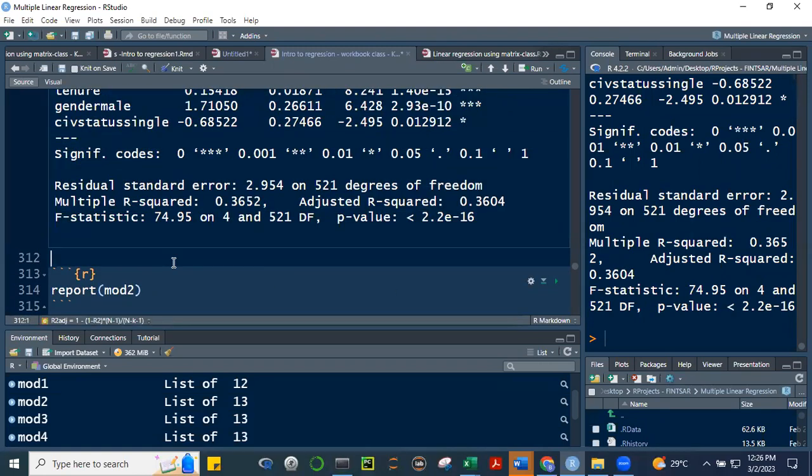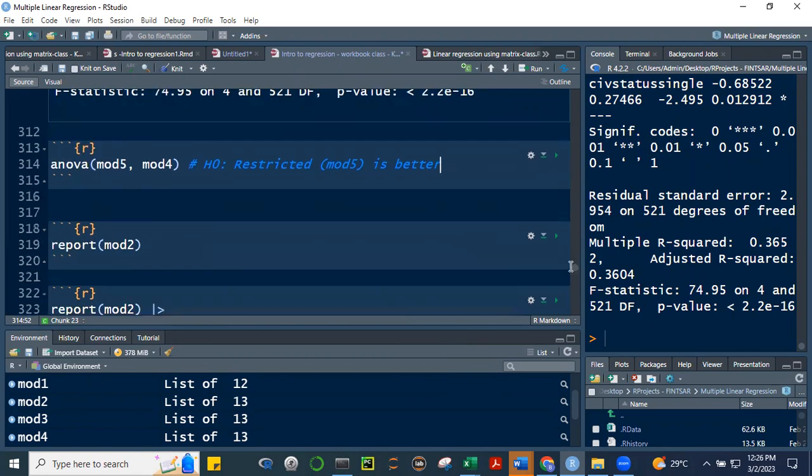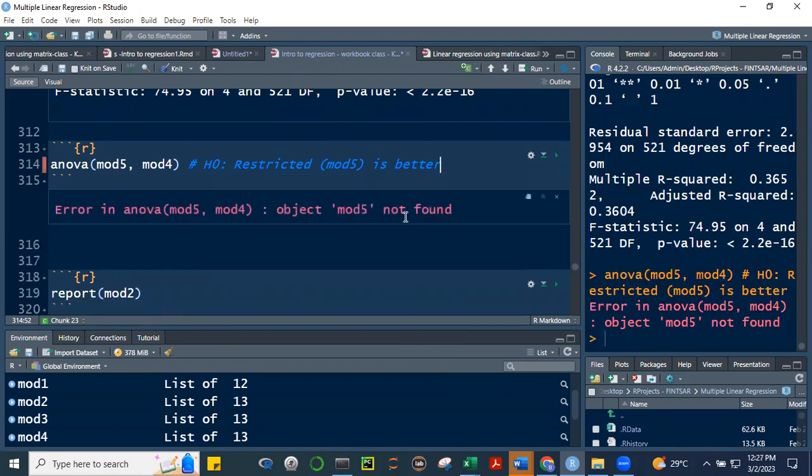We will rely on the analysis of variance test. ANOVA. Mod 5 and mod 4. Again, what are we testing here? H0 natin is restricted model, which is mod 5, is better. So if we run this, and then if we have a p-value that's more than 0.05, then we fail to reject this. Mas maganda si model 5. Run natin.